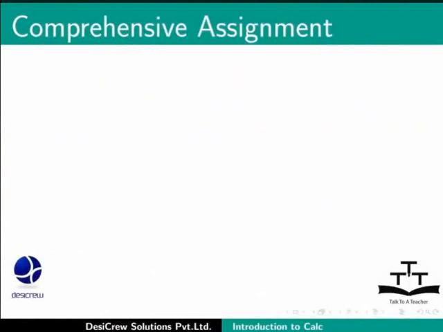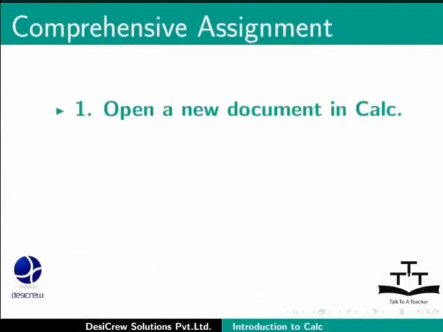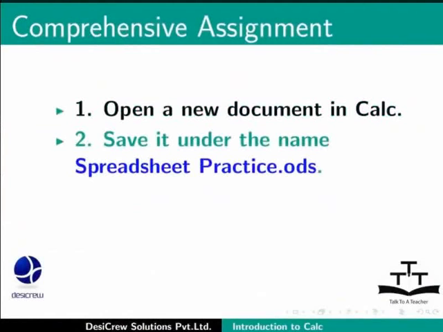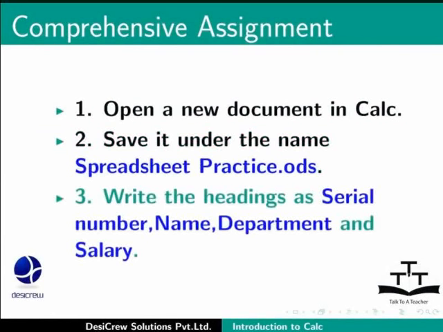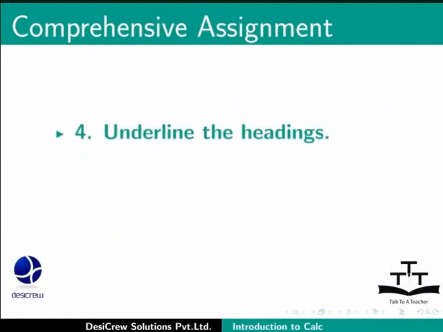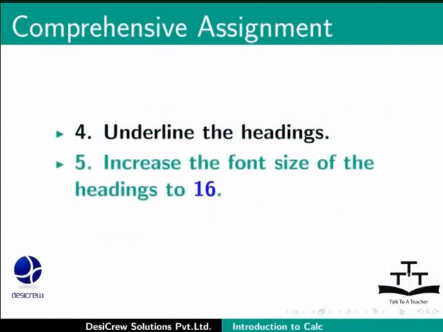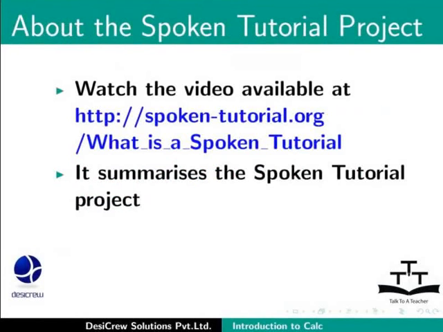Comprehensive assignment. Open a new document in Calc. Save it under the name Spreadsheet Practice.ods. Write the headings as serial number, name, department, and salary. Underline the headings. Increase the font size of the headings to 16. Close the file. Watch the video available at the following link.